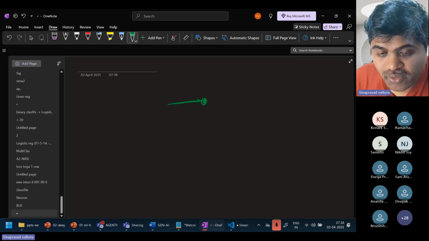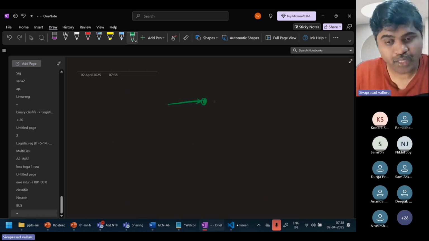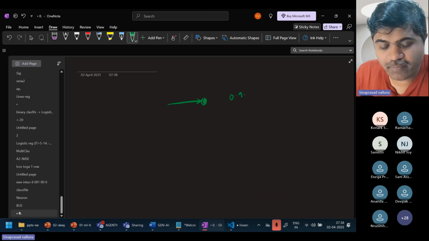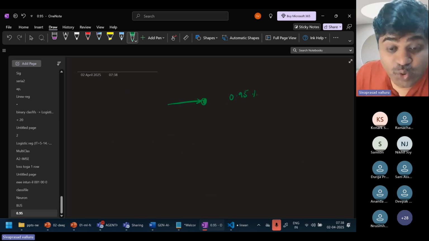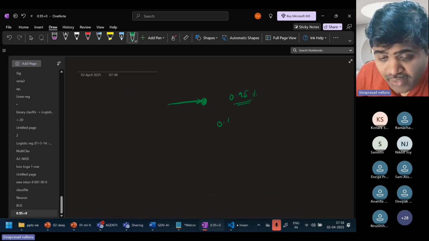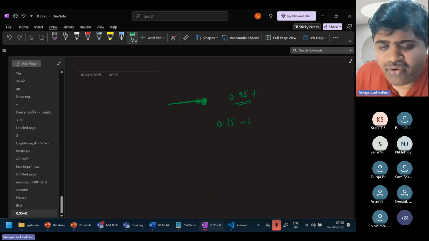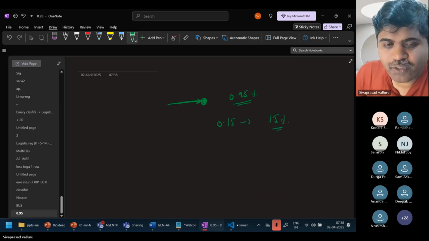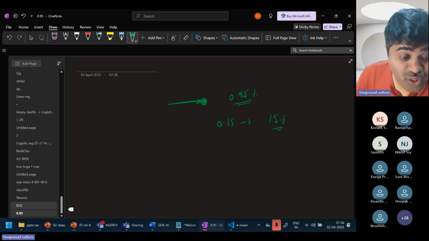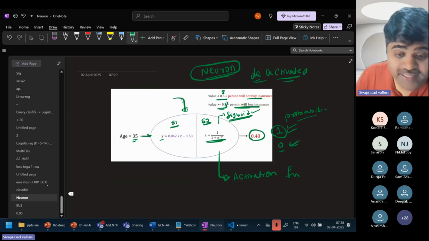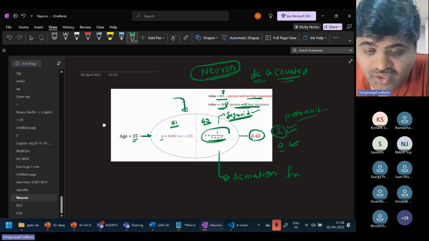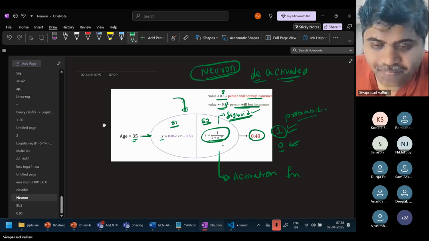If I give some input to this neuron in my code and I get a 0.95 value, that means this neuron is 95% activated. If I get 0.15, that means it is 15% activated. So whether a neuron will get activated or not is defined by this activation function, right?